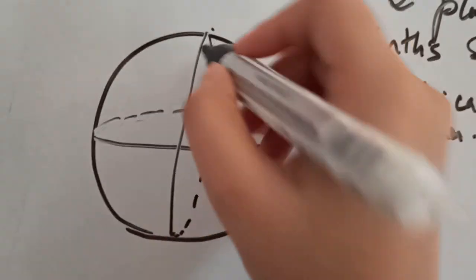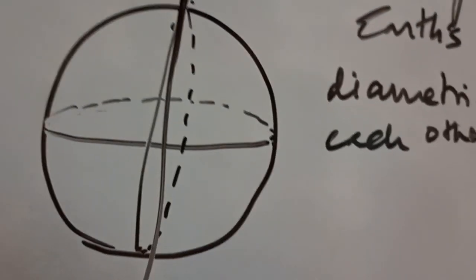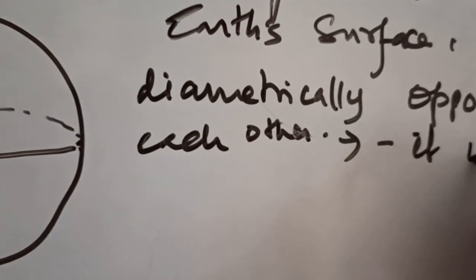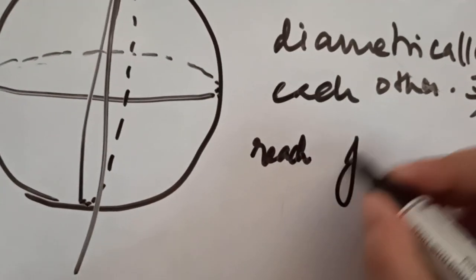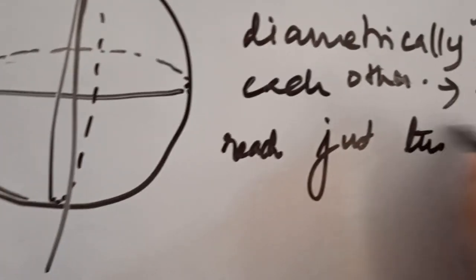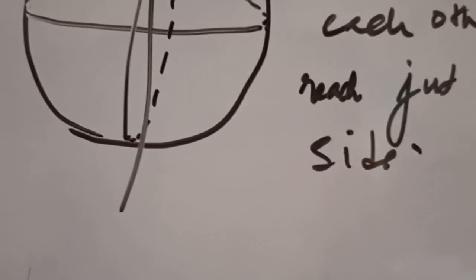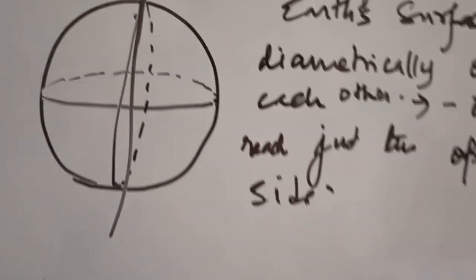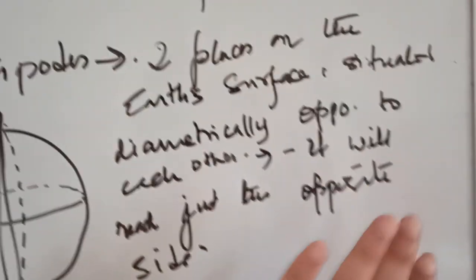If a straight line is drawn from the center of the earth, it will reach just the opposite side. Okay, so what is the antipodes? Antipodes are actually the two places that are present on the Earth's surface, which is situated diametrically opposite.